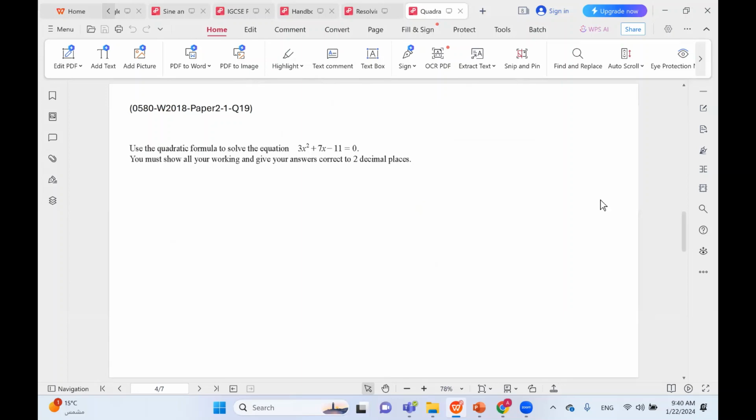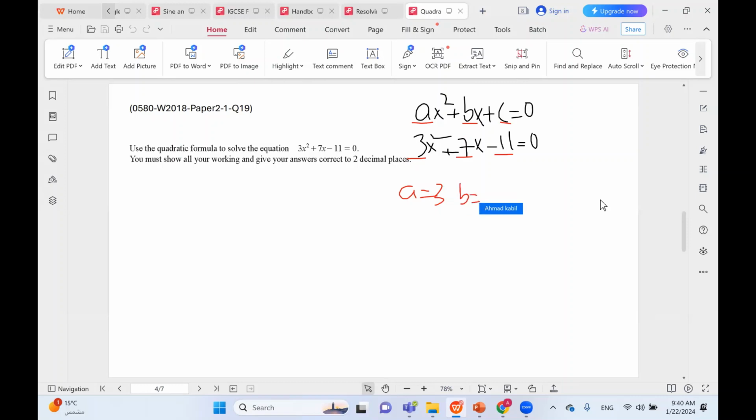So in this problem, we have the same idea. We have a quadratic equation. I'm going to do things a bit more quickly now. So we have ax squared plus bx plus c equals 0. And then we have 3x squared plus 7x minus 11 equals 0 as well. And we just compare the coefficients. We get a equals 3, b equals 7, and c equals negative 11.